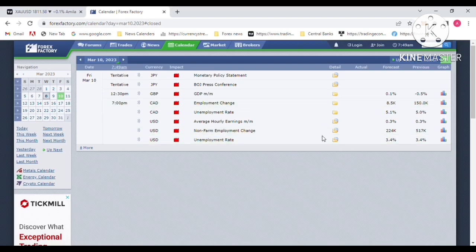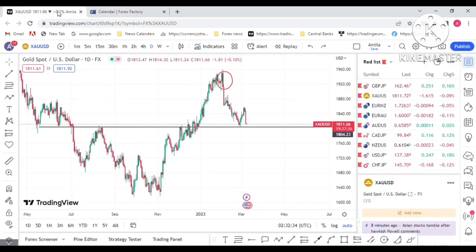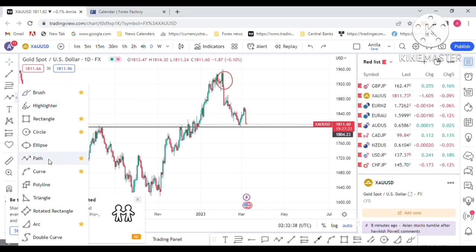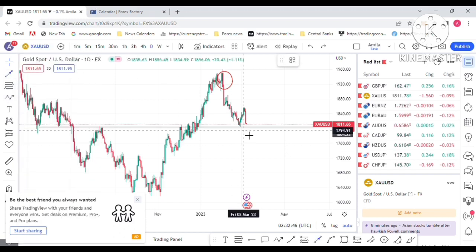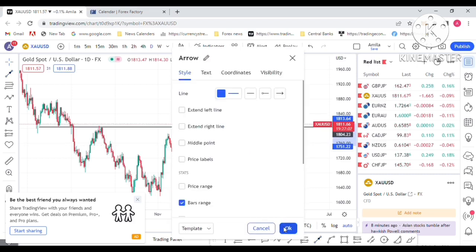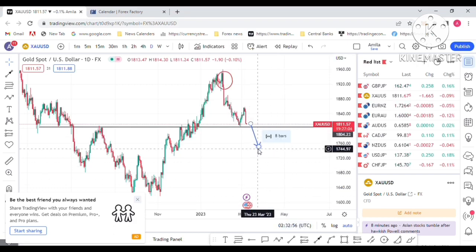Now I would like to tell you that if the actual figure is above 224k, that is positive for the US dollar, and that will be a sell on gold. That's my forecast. If a figure above 224k is released in non-farm payroll, that's positive for the US dollar, then with the US dollar positive, gold will be sold to the downside. That's my first forecast with the non-farm payroll.